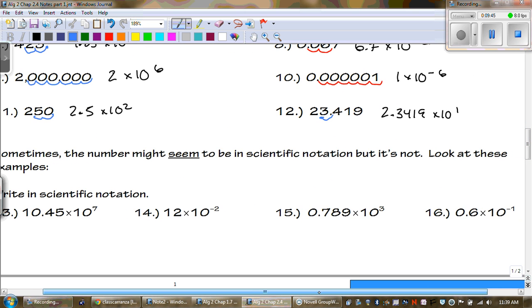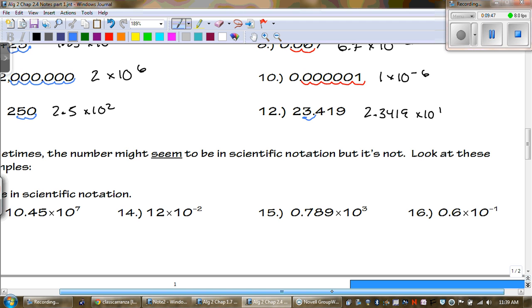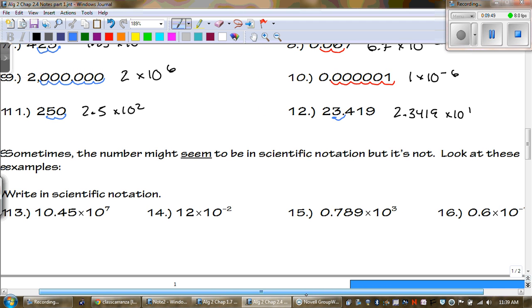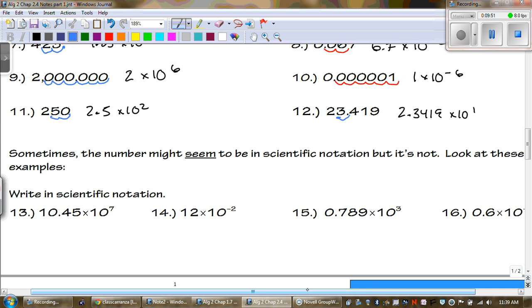Sometimes the number might seem to be in scientific notation, but it's not. Look at these examples. So, 13, 14, 15, and 16. It's not about where you move the decimal, but where they have to move it. Okay?